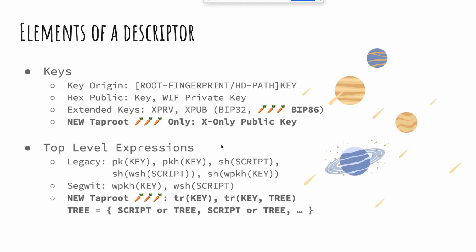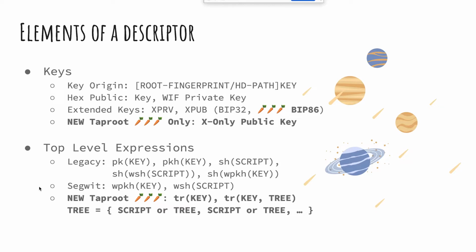So that's Taproot only. The other thing that's new in Taproot for descriptors is that Taproot uses X-only public keys. So the descriptor standard now supports X-only public keys for use in Taproot descriptor scripts or descriptor definitions. So that's the key part of a descriptor. It can use all these different things, and then you have what are called top-level expressions.